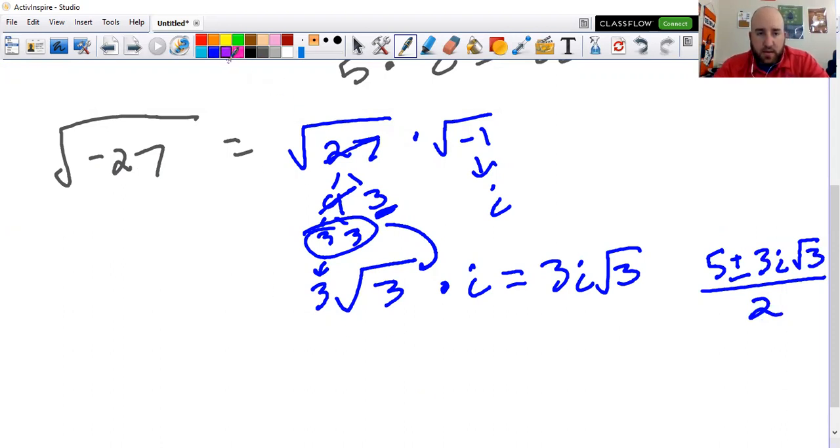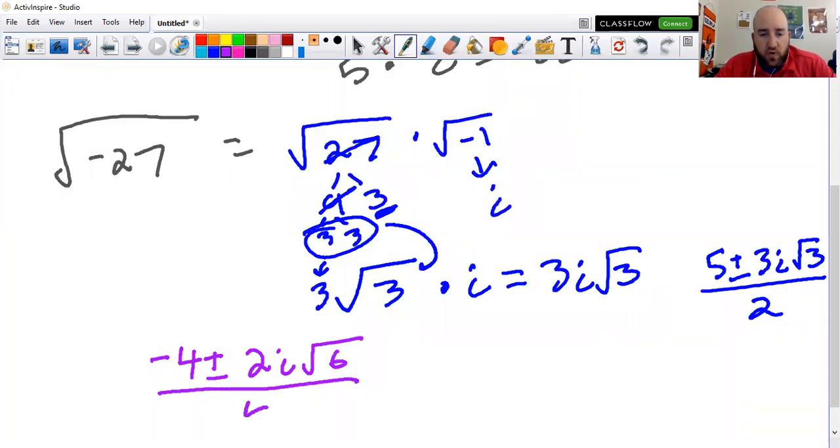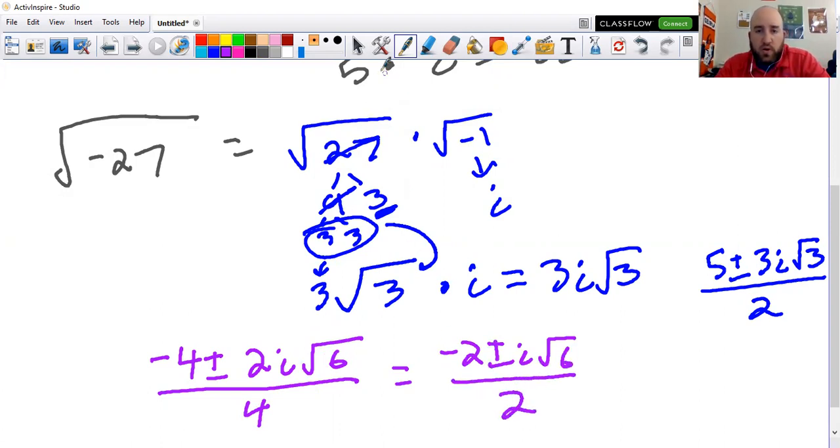And lastly, I'll try to make it like the second problem we did. If I had negative 4 plus or minus 2i square root 6 over 4, I can still simplify the 4, 2, and the 4. You're going to divide them all by 2 like we did earlier. It's going to be 1i. But again, you don't have to put 1i, just i. So negative 2 plus or minus i square root 6 over 2.